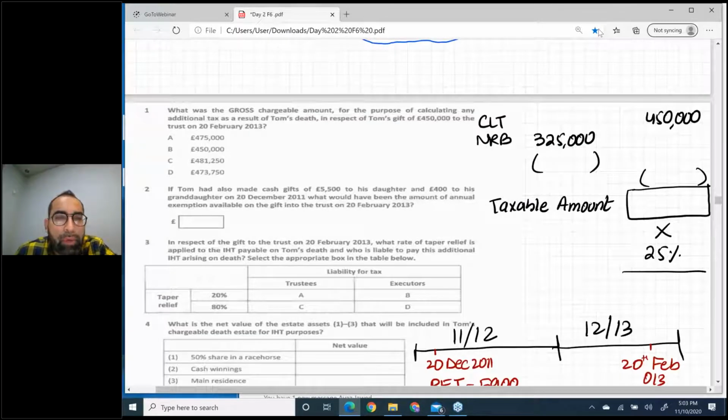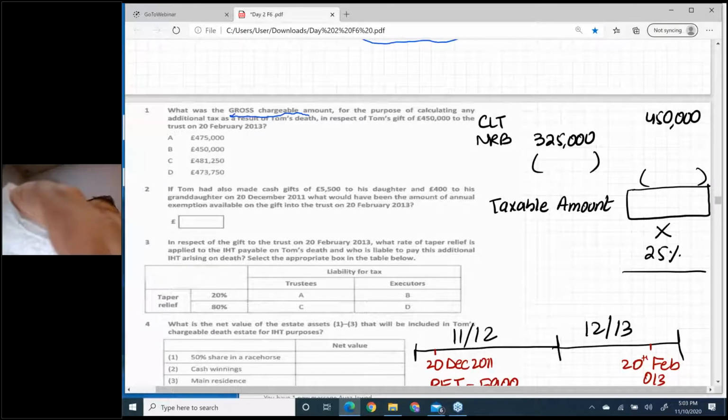See the screen. What was the gross chargeable amount? In my slides I taught you that the gross chargeable amount means the amount of gift plus the lifetime IHT on the CLT, the sum of these two. The amount of gift is already in front of you, that is 450,000. But you have to calculate the lifetime IHT on the CLT.